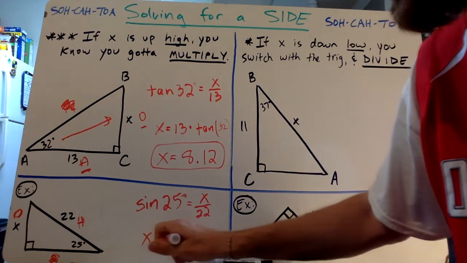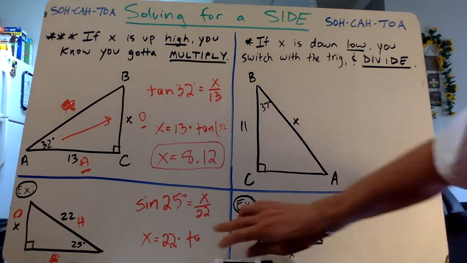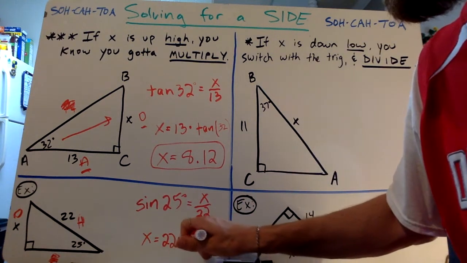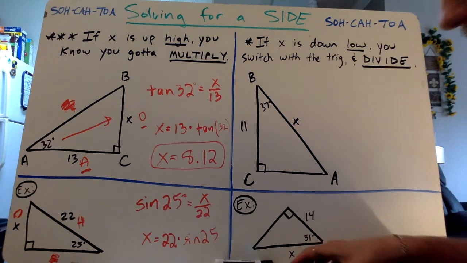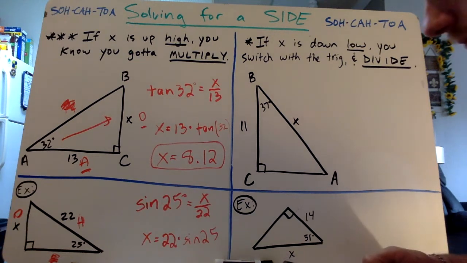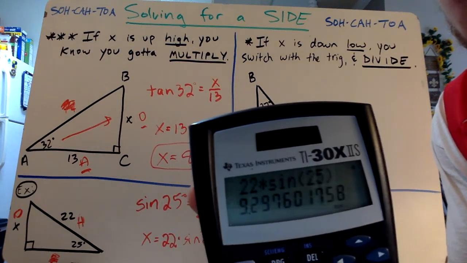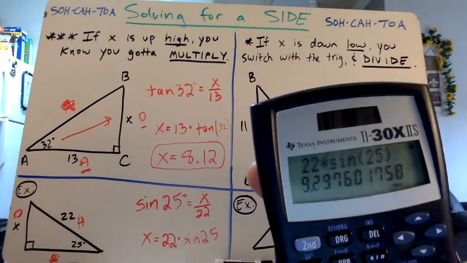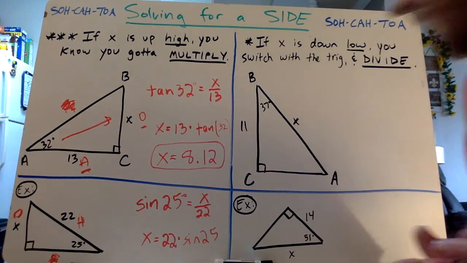So x equals 22 times, sorry, I said tangent because I was looking at the previous example. 22 times sine of 25. So let's type that into our calculator. 22 times sine of 25. Close it up. You'll get 9.297. So we're just going to go ahead and round that to 9.30, because the 9 will round up.